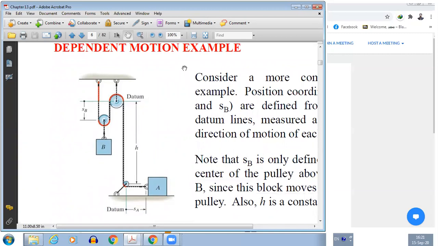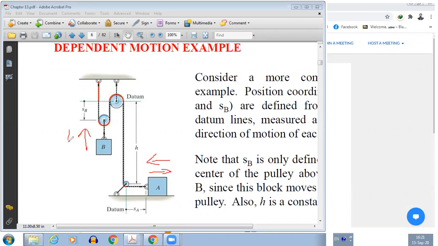Again, now we need to see here there are two particles, particle A and particle B. If I move particle A, this rope is going to make this pulley move up and particle B will move up. So if A moves like this, then B will move like this. You see here, A and B, their motions are interlinked. So let's try to do the same thing here, step by step.